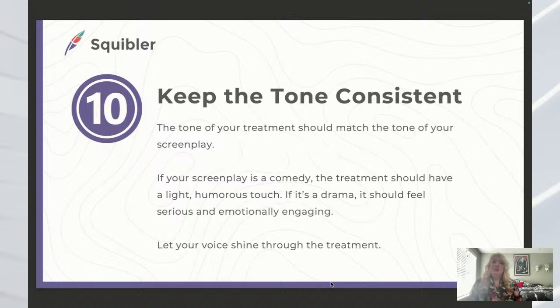You do want to keep your tone consistent. This is similar to the synopsis for books. It should match the tone of your screenplay. If your screenplay is a comedy, the treatment should have a light, humorous touch. If it's drama, it should feel serious and emotionally engaging. You do want to get a sense of the writer's voice in a treatment. You want to know what you're going to be expecting with the writing.